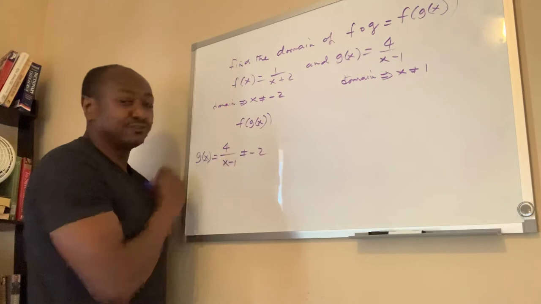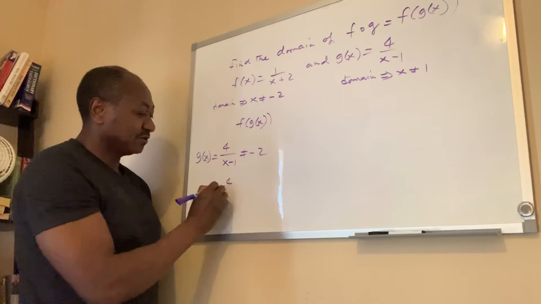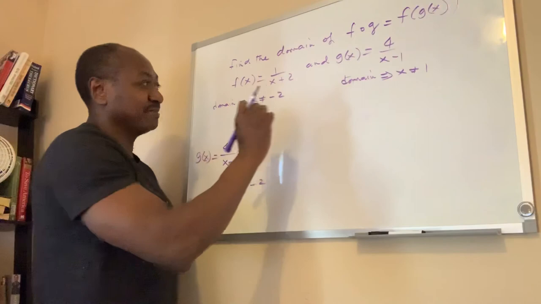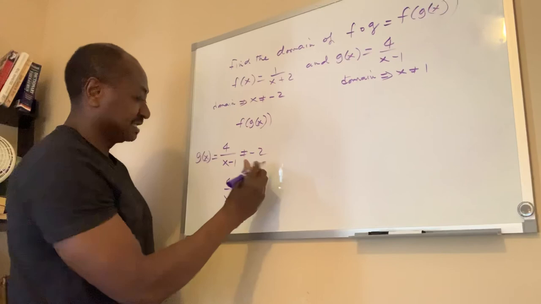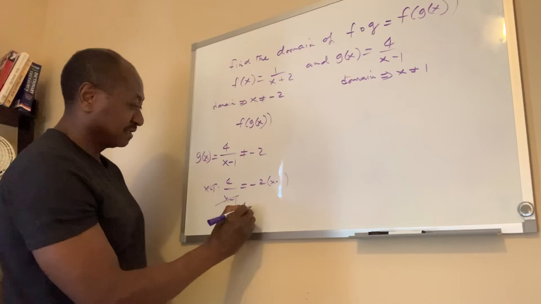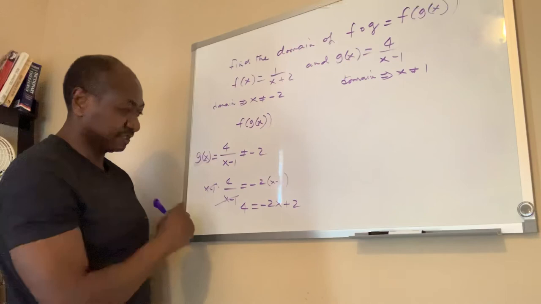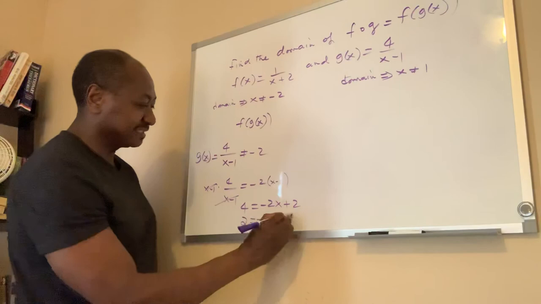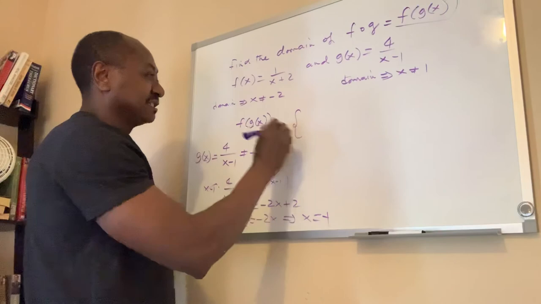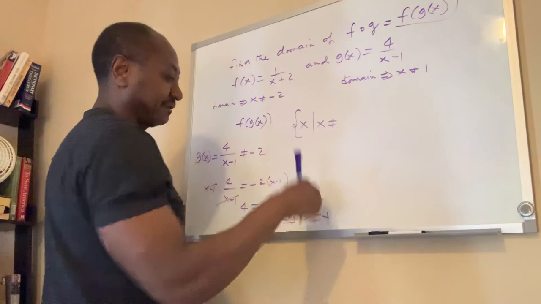All right, so we will solve the equation negative 4 divided by x minus 1 equals negative 2, and that will give us the additional domain. So if you multiply by x minus 1, that cancels out. We have 4 equals negative 2x plus 2. Okay? And so we have 2 equals negative 2x, which implies that x equals negative 1. So the domain of this composite function is the set of all x such that x is not equal to negative 1 or 1.